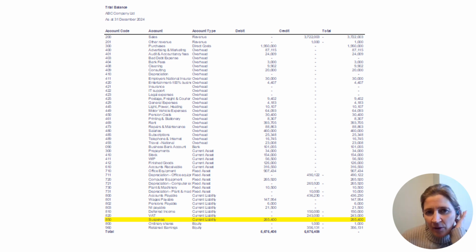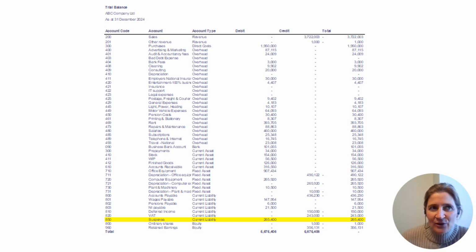So here's an example, and as you can see here, the suspense account is normally towards the bottom of the code of accounts, but it could be in other places. That's what you're looking for, a suspense account. The account code will vary from company to company, but it will be called suspense. And you ideally don't want to have any amounts within this.